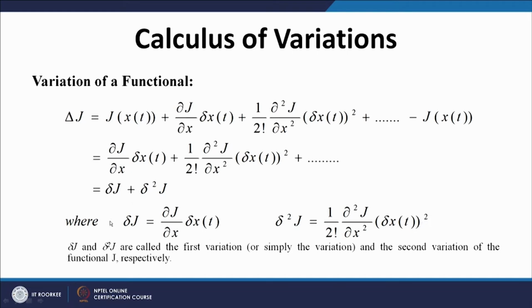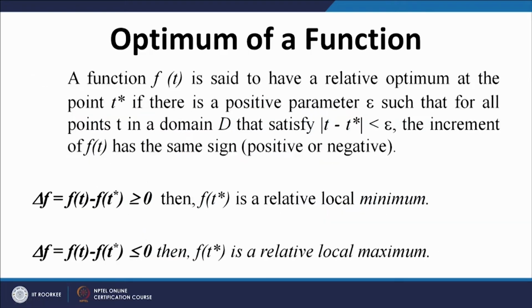So, this variation will become important once we find the optimum values. We said that at the optimum point my δJ should be 0, which we will see a little bit later on. So, today we will start our discussion with the optimum of a function, meaning we are trying to find the optimal value if a function is given.